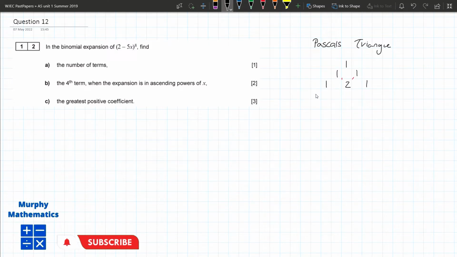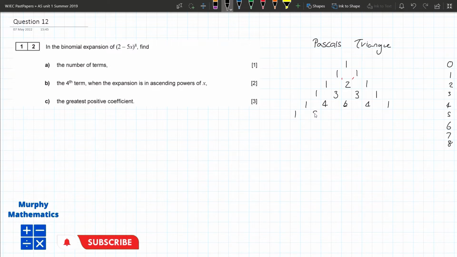The sides will always be 1, so we start with 1, 1 add 2 is 3, and then 3 and 1. Then 1, 3 add 1 is 4, 3 add 3 is 6, then 4, 1. This top one is power 0, and then we have 1, 2, 3, 4, 5, 6, 7, 8, so we're doing it all the way down to power 8.